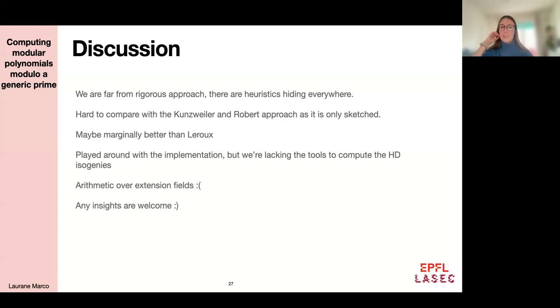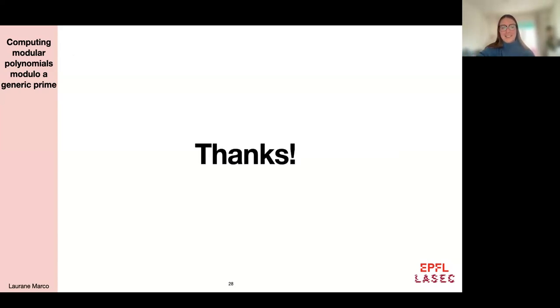And I guess implementation isn't really my forte, so any help would be appreciated if you're interested in it. And also any insights are welcome on everything that's been said so far. And this is it for me, so thank you for your attention.